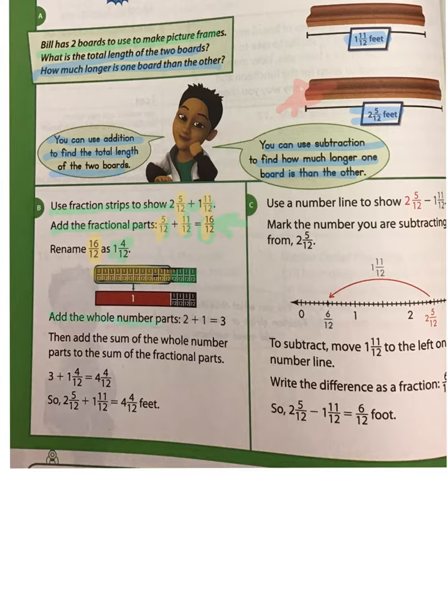Then you're going to add the whole numbers. So our whole numbers are the 2 and the 1. So 2 plus 1 is 3. So it says then you're going to add the sum of the whole number parts to the sum of the fractional parts. So we have 3 plus the 1 and 4/12 that we got up here. So our answer is 4 and 4/12. So 2 and 5/12 plus 1 and 11/12 equals 4 and 4/12.